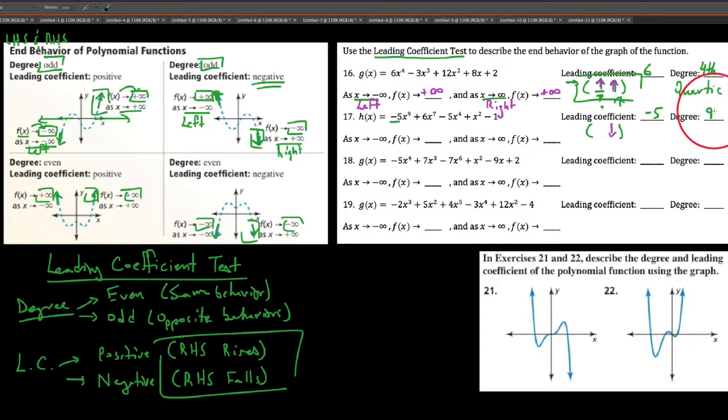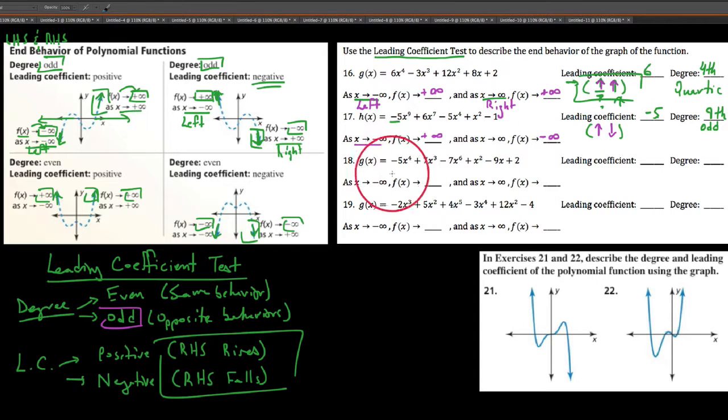And in terms of our degree here, it's a 9th degree thing. That's an odd degree. And so with odd degree things, we would see that our opposite behavior would be apparent here. So our left-hand side compared to the right would have to rise compared to the fall. So to fill these in, we'd say as x gets really close to negative infinity, as we go to the left here, our y values are going to positive infinity. And as x goes to positive infinity on the right here, our y values are going to negative infinity.